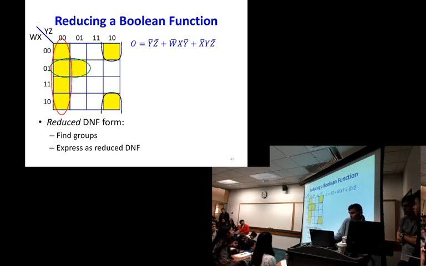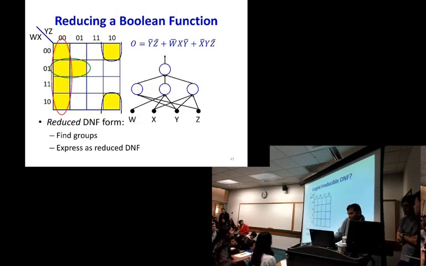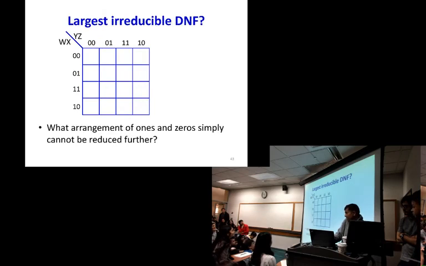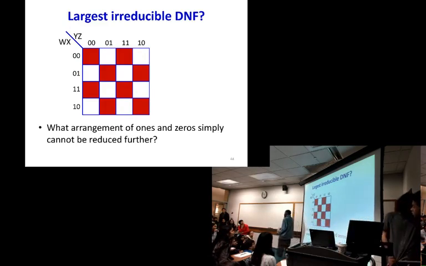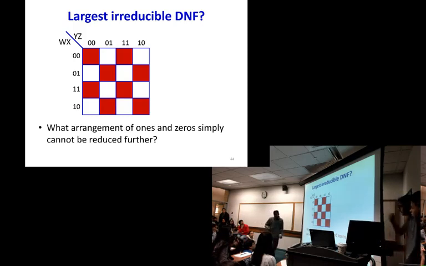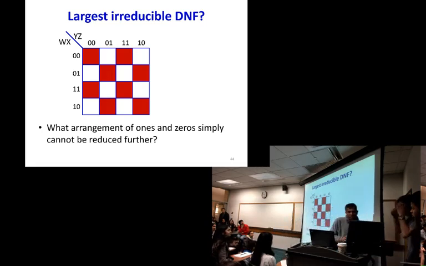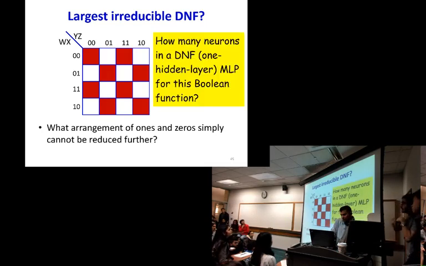Chessboard, right? So this was my figure for this guy. But if I want to have the largest irreducible DNF formula, that's going to be this. There's no way I'm going to be able to group any two boxes. So this will need, in this case, 8 perceptrons to represent using just a two-layer network. So how many neurons in an MLP for this Boolean function? This is going to be 9, including the final neuron, right?